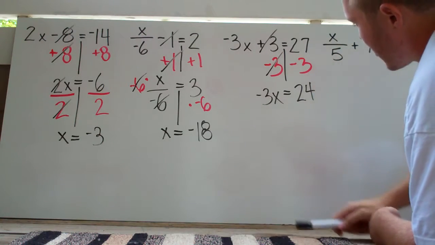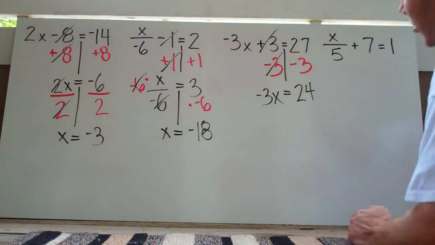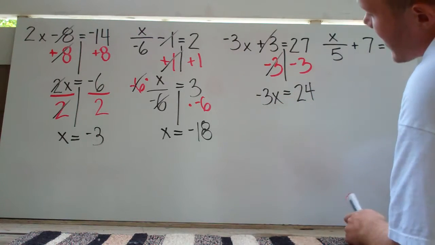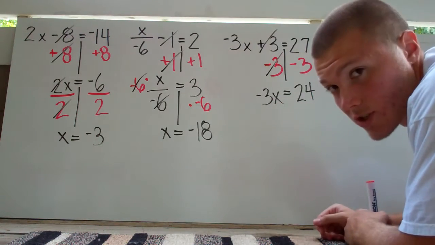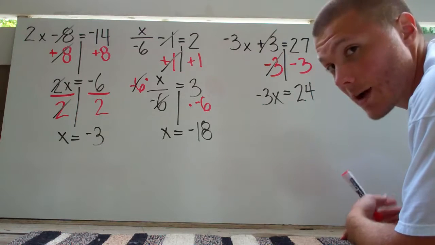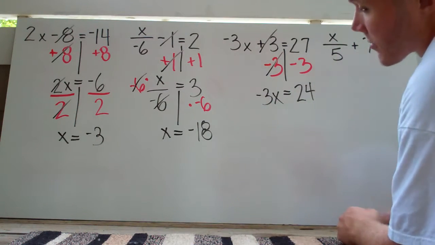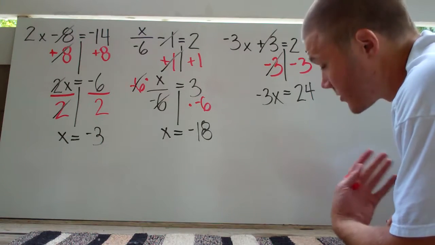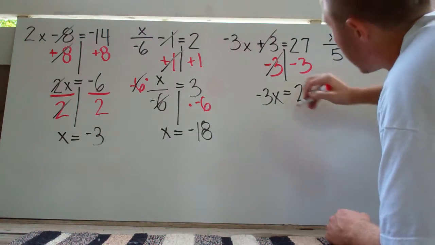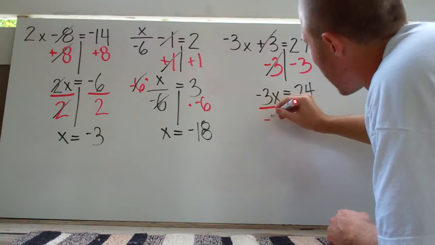Now I've got variables, integer. So I've got negative 3x, which is the same thing as negative 3 times x. Alright, which means I have to cancel out the times negative 3 by doing divided by negative 3. So I'm going to do that to both sides.